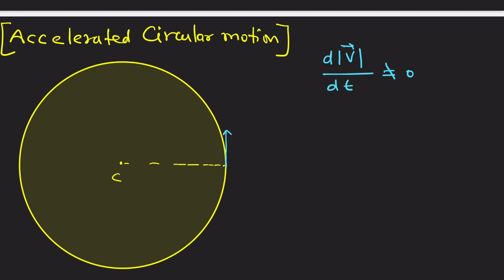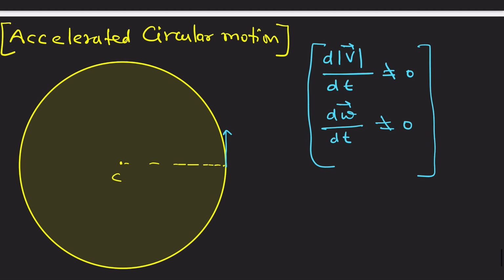The distance that it covers in the same time interval is going to be different. And if it covers a different distance in the same time interval, then it is going to cover different angles also in the same time interval. It means that d omega by dt is also not equal to 0 in the case of accelerated circular motion.